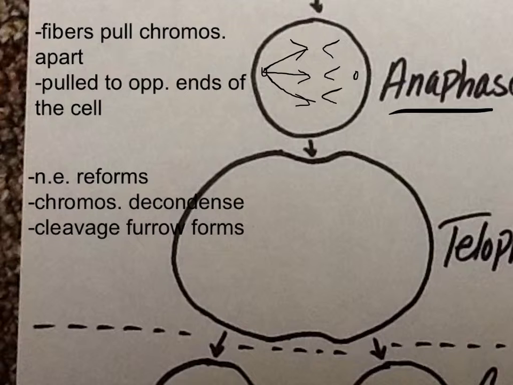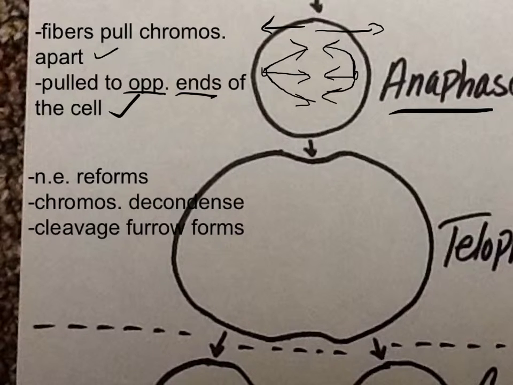Those are your spindle fibers. And basically that spindle fiber, or the spindle itself, is going to direct those sister chromatids to opposite ends of the cell. So they're actually going to get ripped apart. So the sister chromatids are going to be separated from each other from their centromere. So they're going to get ripped apart, and then they're going to be driven to opposite ends of the cell. So fibers pull chromosomes apart, and they're pulled to opposite ends of the cell.